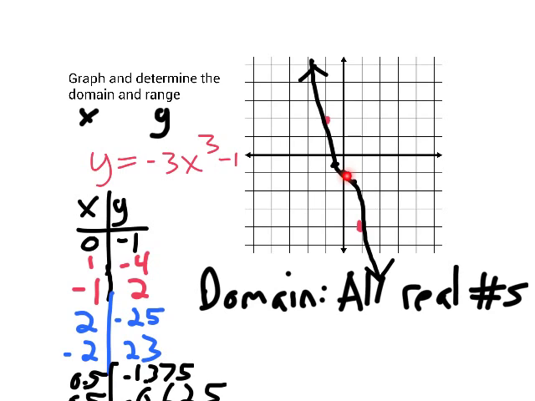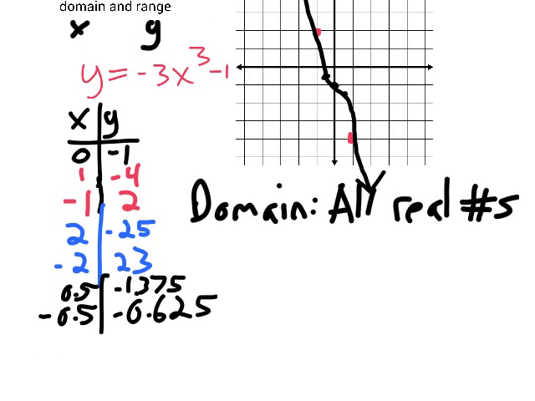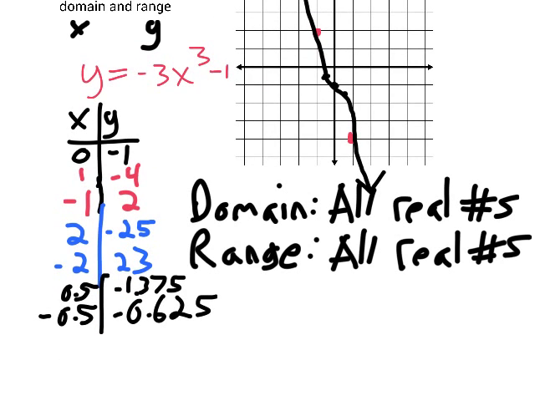We've got a y equals negative 1. That's this point right here. y equals negative 2, etc., etc. So same thing for the range. The range is all real numbers too. And that's it.